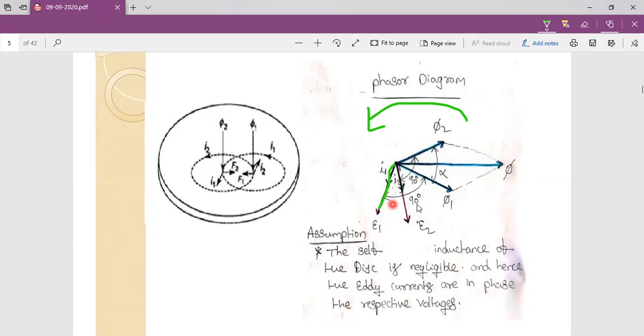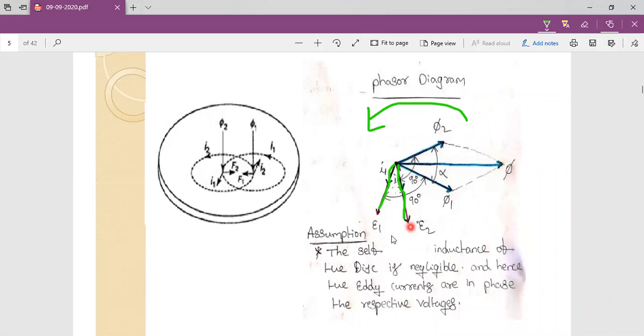In the same way, because of phi 2 also, an EMF is induced in the disk. We name that induced EMF E2, and E2 lags phi 2 again by 90 degrees. So we can see two EMFs in the disk at a time: E1 because of phi 1, and E2 because of phi 2.